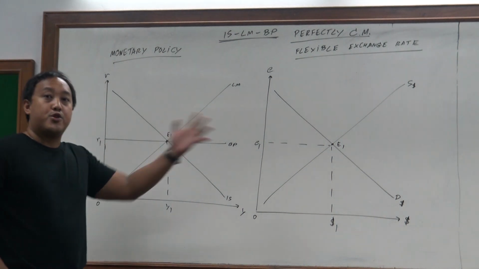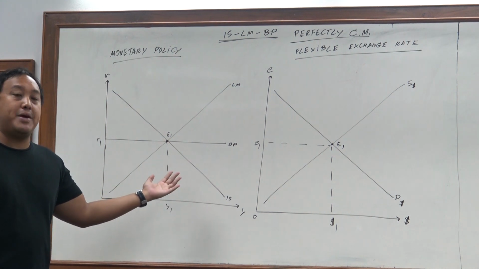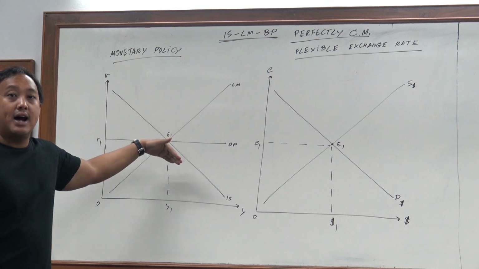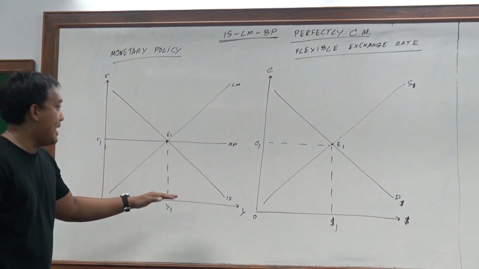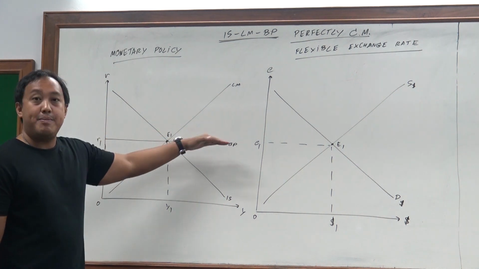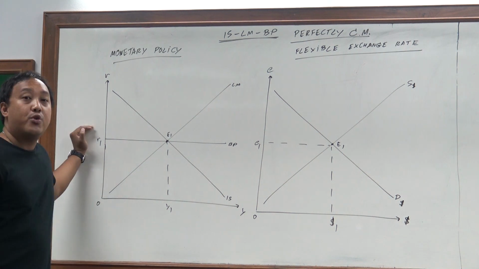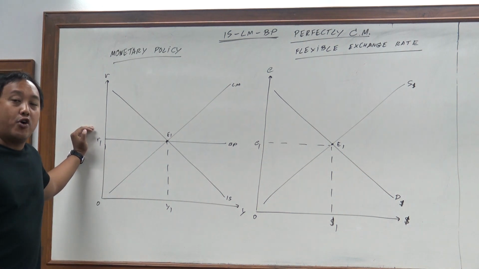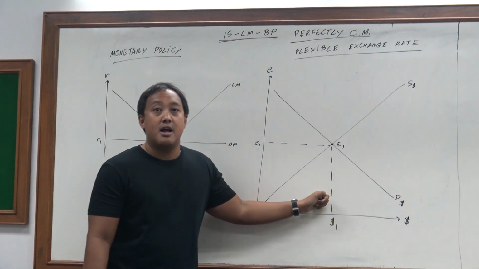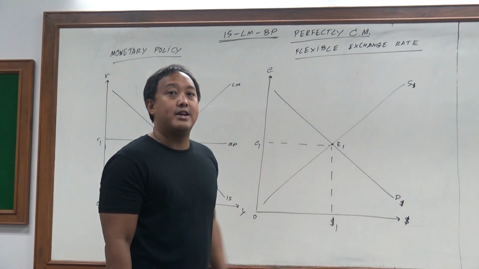Two graphs, one on the left showing you IS, LM and BP. You have the IS curve, which represents equilibrium in the output market. The LM curve represents equilibrium in the money market. And the BP curve is the balance of payment. It shows you the level of interest rate that makes the money flowing in equal to the money that flows out. And then on your right-hand side, you have the currency market.